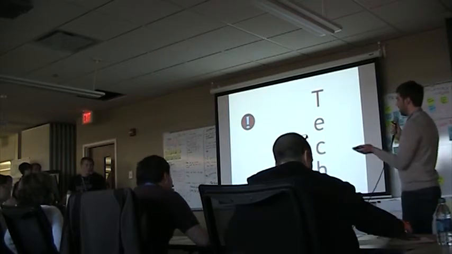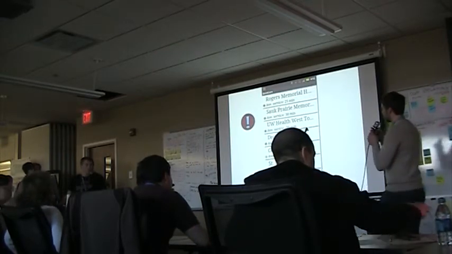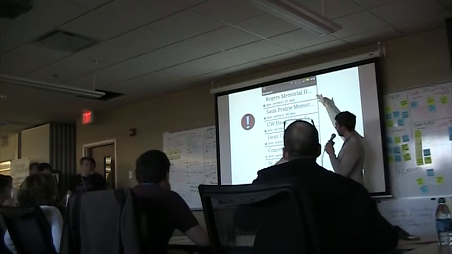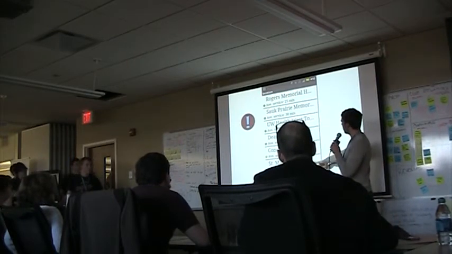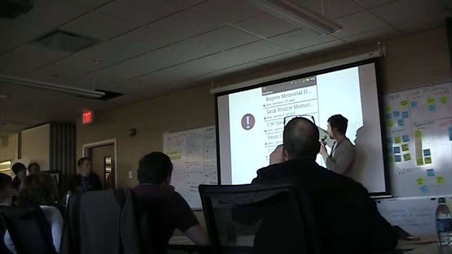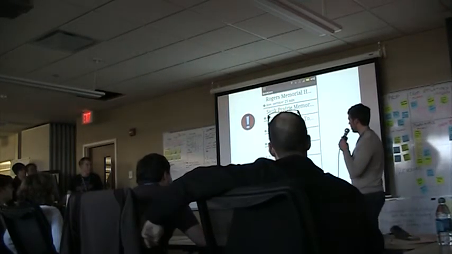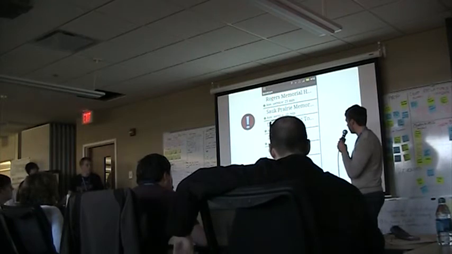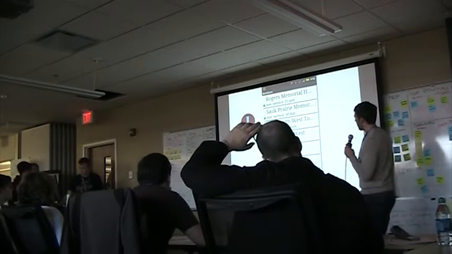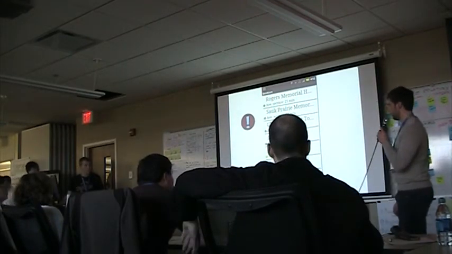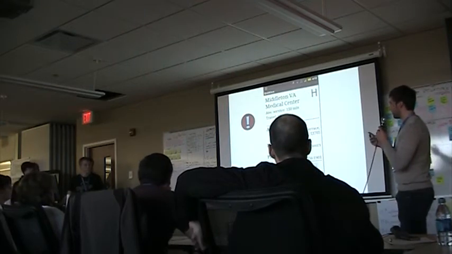The front screen of our app right here lists all of the hospitals that are closest to you, and it has their average service time. And the green dots are the hospitals with the fastest average service time, and then the yellow and the red, medium and not so fast. All right, the next one.